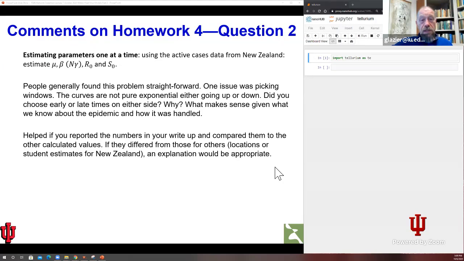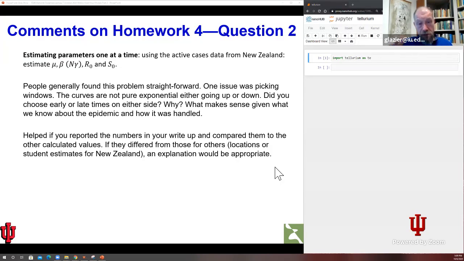Now, we set ourselves a little bit of a trap. We're going to have two places where we set ourselves a little bit of a trap that I want to come back to. And I asked people to put their results into that table, which was great.